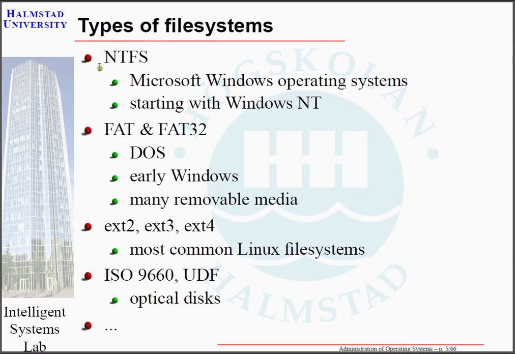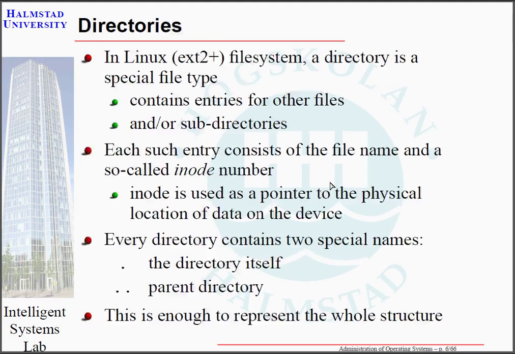There are different types of file systems that have their own names. So NTFS is the default file system for Microsoft Windows operating systems. ext2, 3, and 4 are different versions of the most common Linux file system.